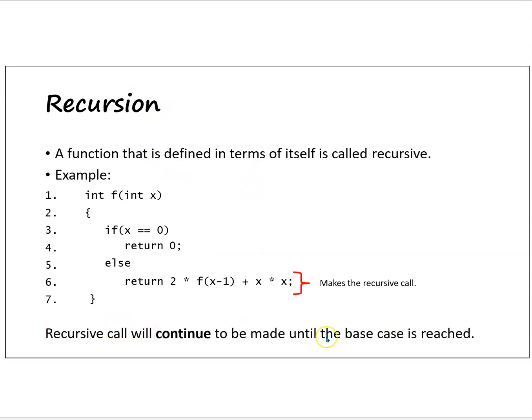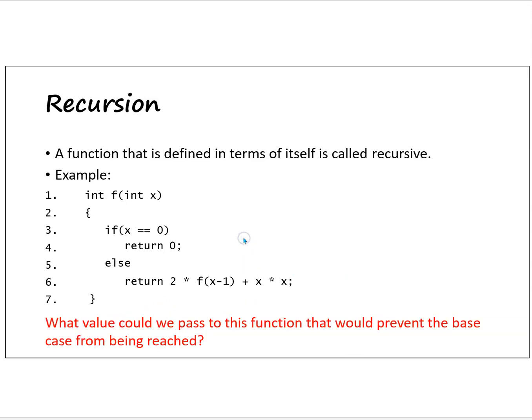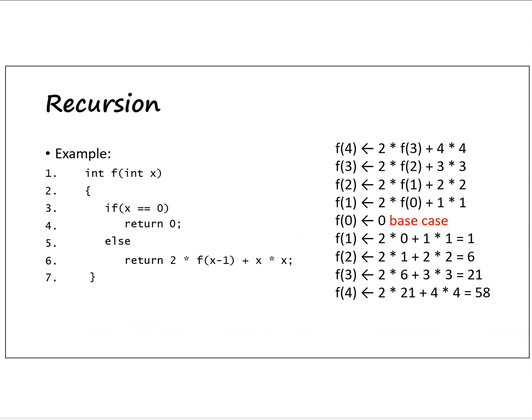Recursion will continue to call itself until the base case is reached. What value could we pass this function that would prevent the base case from being reached? Take a hint. Well, it's always counting down to 0, but what if we pass something less than 0? It will never get to 0. So passing a negative number will put you in an infinite loop.